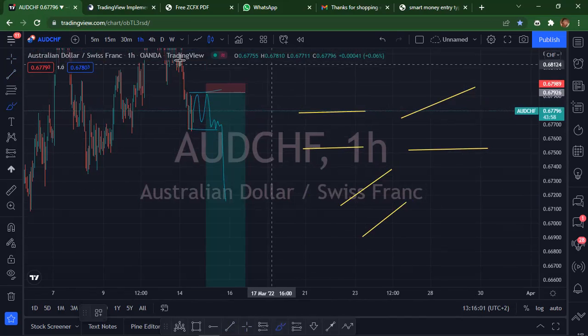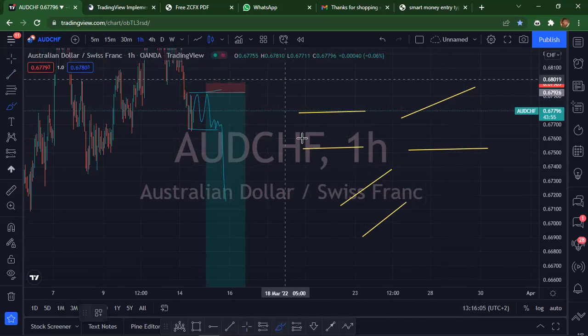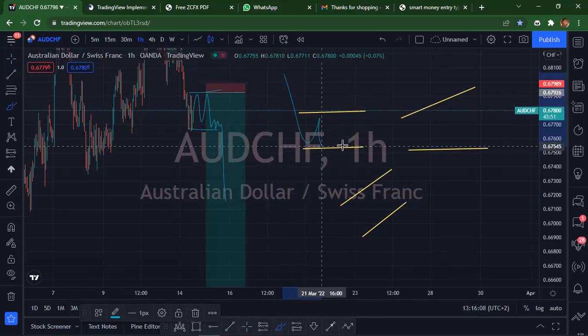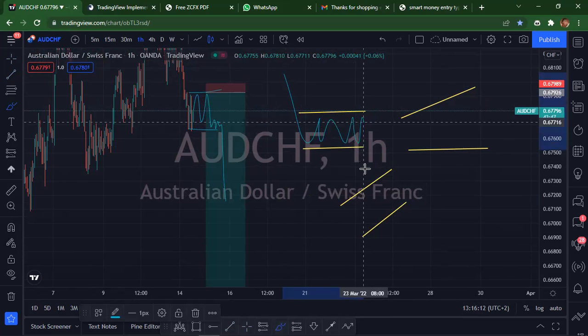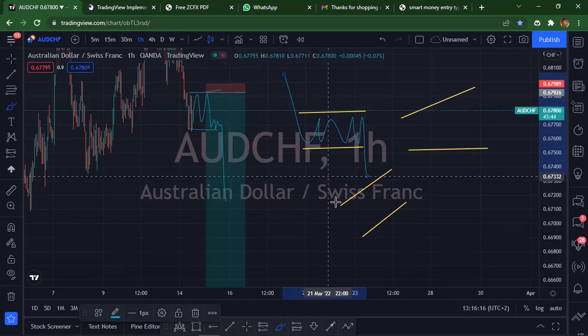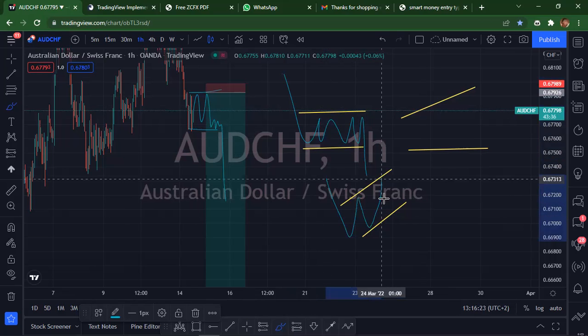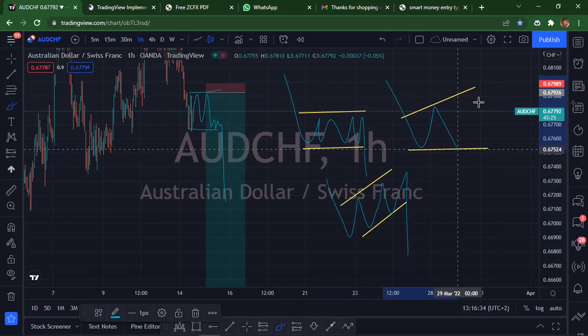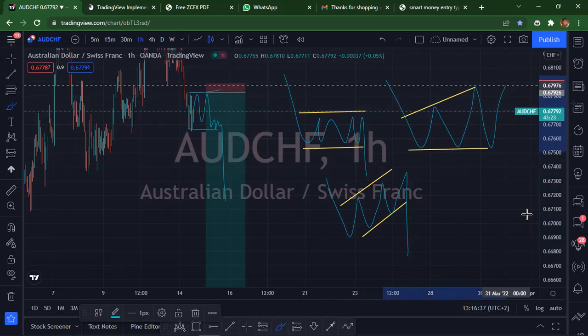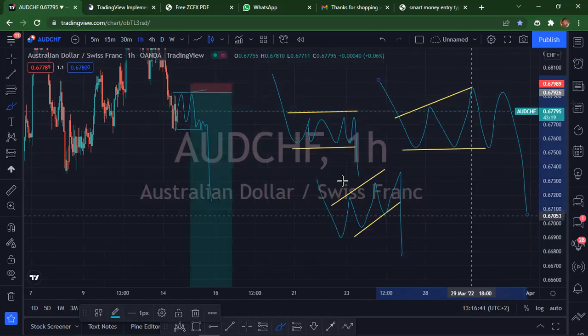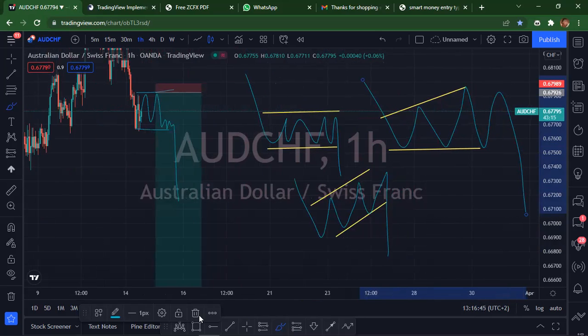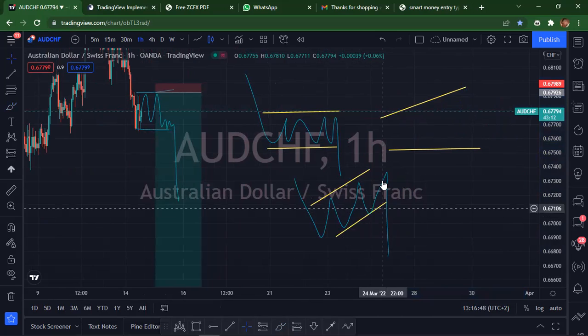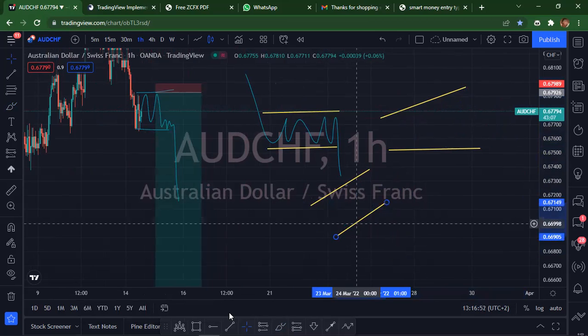So we have our impulse, and then we are now correcting, and then the market might end up doing something like this. It might change the structure, and then we might find something that's more like an expanding triangle, which will be something like this. So we must be very familiar with all these types of patterns and how to trade them, how to use them to find entries.